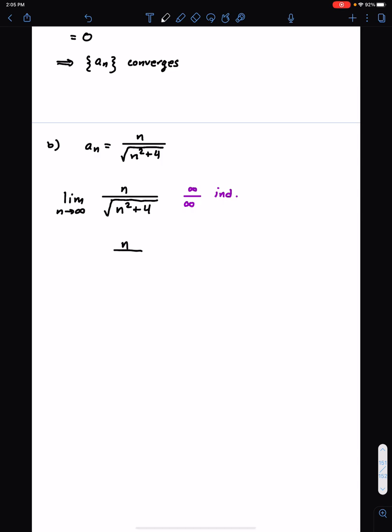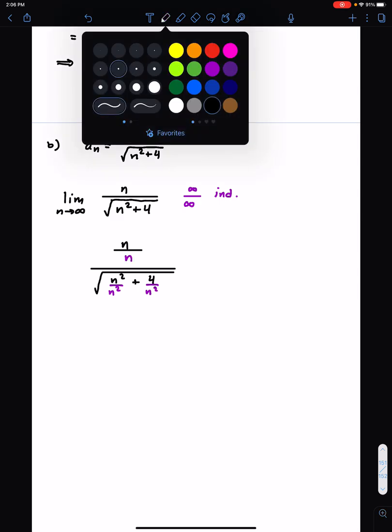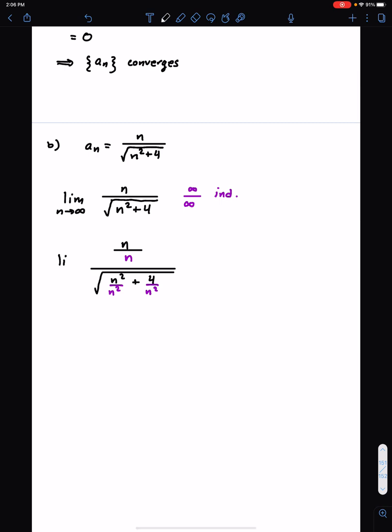So n over the square root. I'm dividing each term inside the root by an n squared, and outside the root is an n. And I still have to take the limit as n approaches infinity.